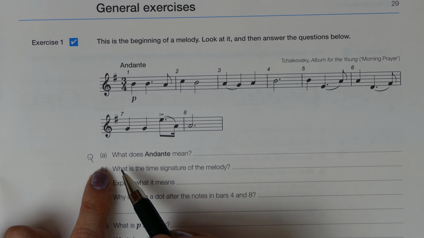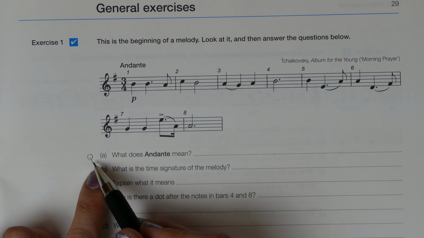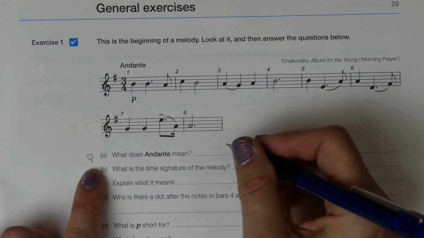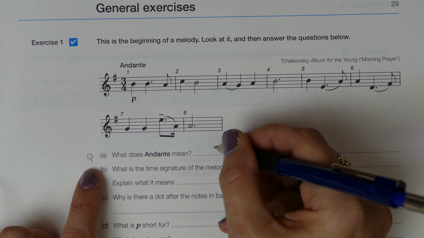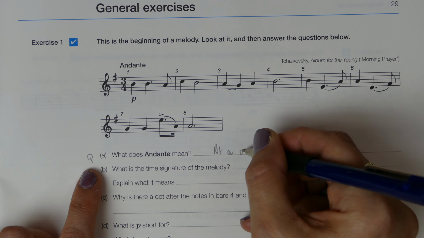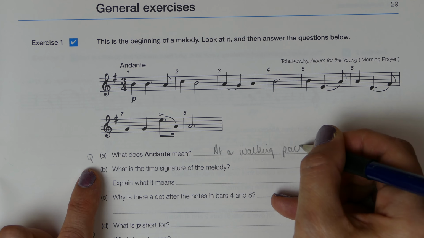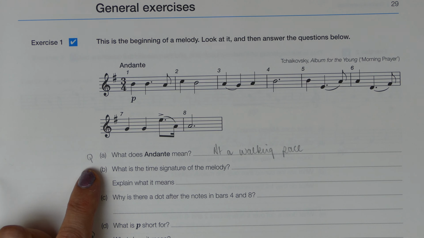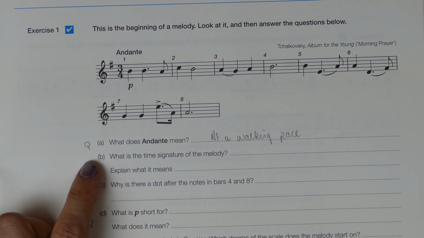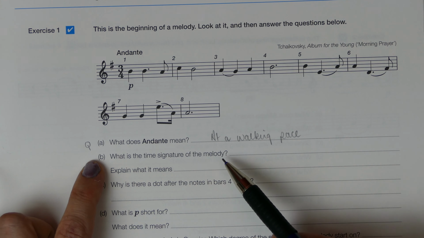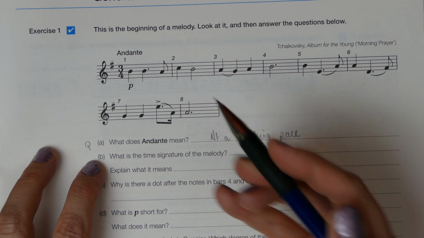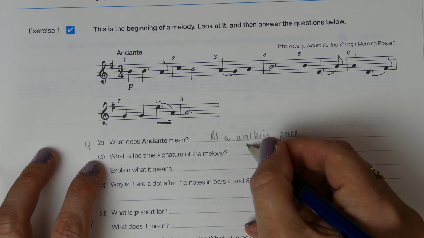So what does andante mean? If you look back to your performance directions and Italian terms, you'll find out that andante means at a walking pace. So it's a pretty steady tempo, the piece is. What is the time signature of the melody? And that's making sure you can just spot that this is the time signature. So the time signature is 3/4.